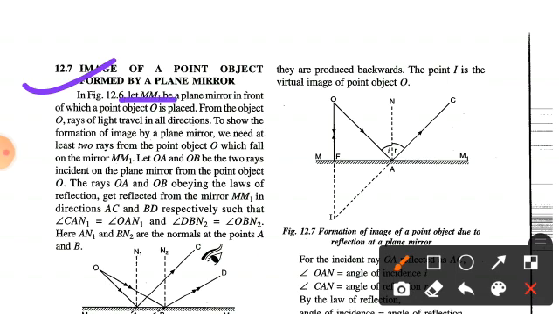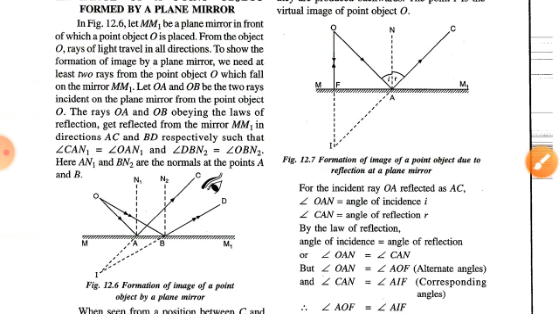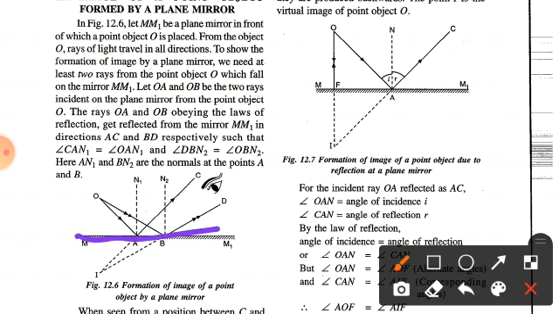We are supposing here MM1 is a plane mirror in front of which a point object O is placed. From the object O, rays of light travel in all directions. To show the formation of image by a plane mirror, we need at least two rays from the point object O which fall on the mirror MM1. This is the mirror MM1. Let us suppose OA and OB are the two rays which are incident on the plane mirror from the point object O. The rays OA and OB, obeying the laws of reflection, get reflected from the mirror MM1 in the direction AC and BD respectively.